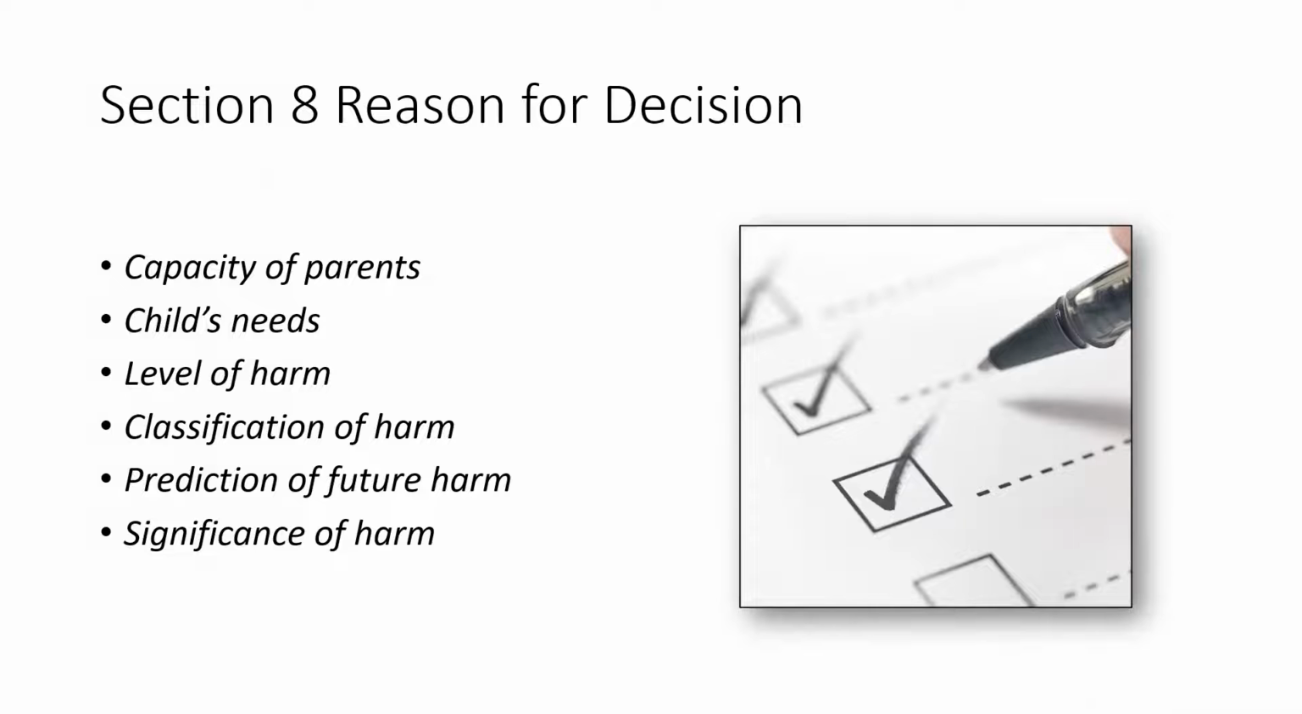As we progress through this course, we will consider several components. These include identifying the capacity of parents to meet a child's needs, the degree to which the child's needs are met, what level of harm is indicated, what categories of harm have been identified, our predictions of likelihood of harm in the future, and whether the harm is significant or not. These are brought together in the reason for decision summary.